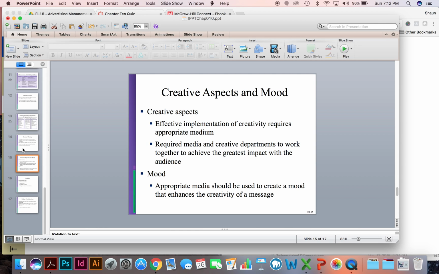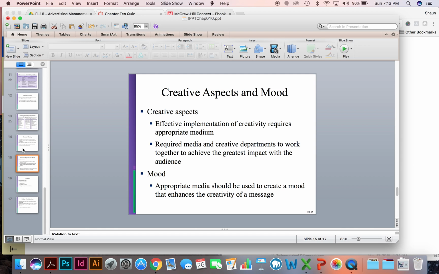Creative aspects and mood. Some important things to keep in mind with creative aspects is that effective implementation of creativity requires the appropriate medium. For instance, when we're taking into consideration our messaging, we need to take into consideration the technical capabilities of each medium. There's a lot of things that we can do with dynamic ads with internet marketing as opposed to TV marketing.